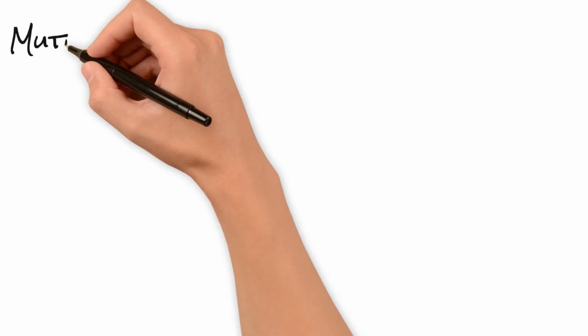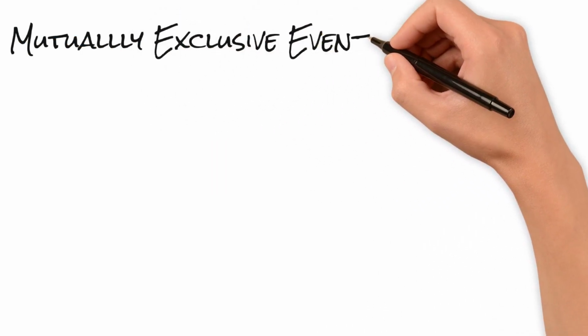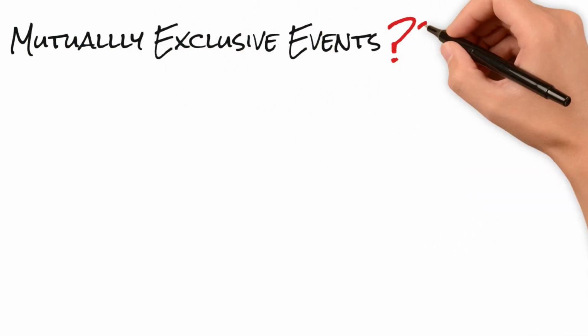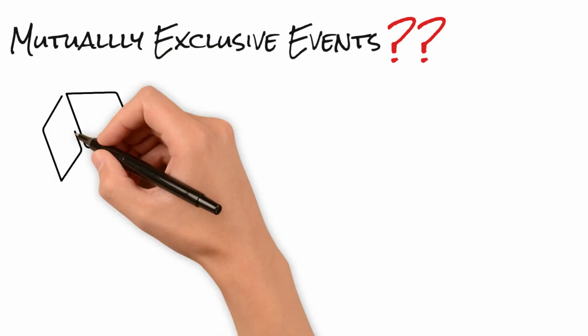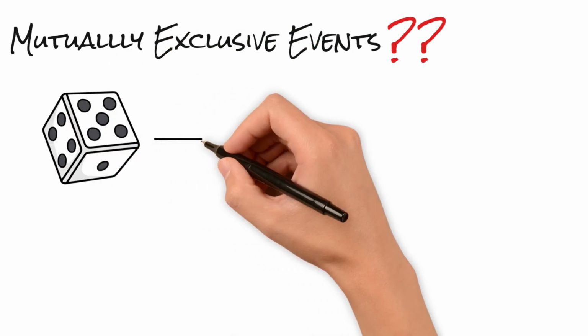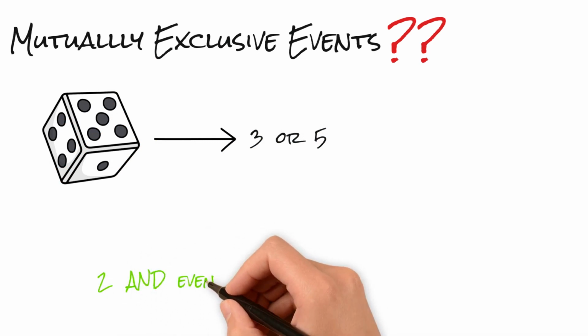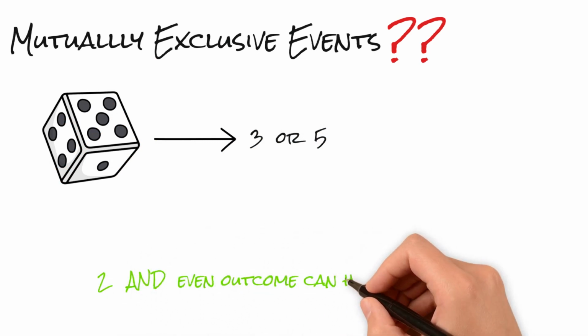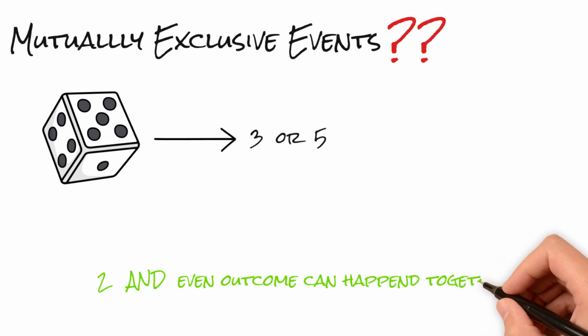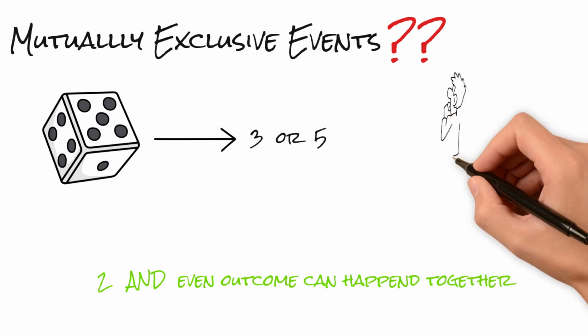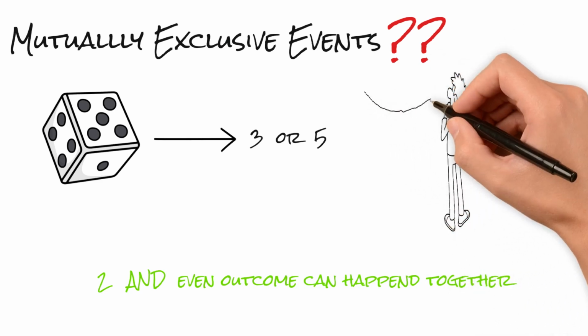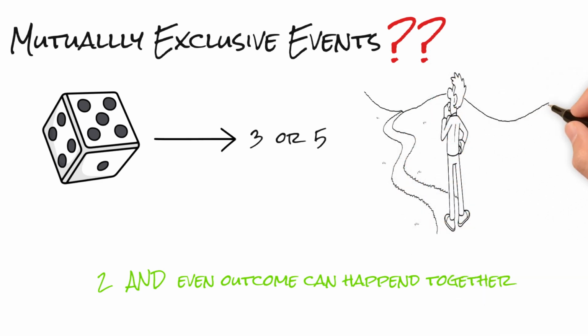Now that we have discussed independent events, let's explore mutually exclusive events. Picture this scenario. You roll a dice and you are hoping for either a 3 or a 5. Can both of these outcomes happen simultaneously? No, they cannot. Mutually exclusive events are those that cannot occur together. They are like different paths that events can take, and only one is chosen.